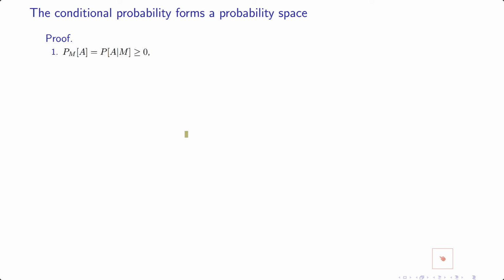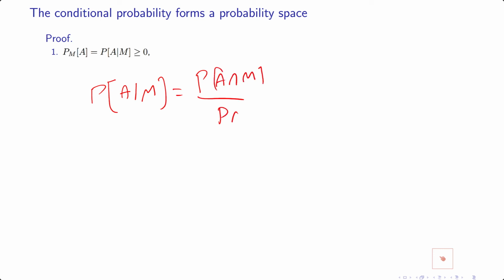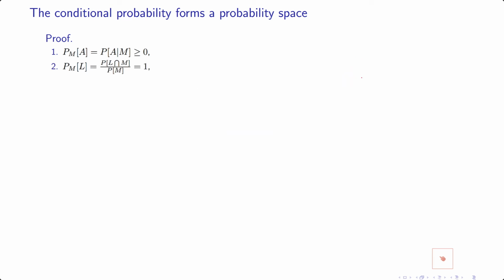The proof is very easy. The first component of the proof is to prove that the probability of everything is non-negative. This is very trivial because the probability of A given M is equal to the probability of A intersection M divided by the probability of M. This is non-negative, and this is non-negative, so therefore the result is non-negative. So the first property is easy. The second one is that the probability of the whole sample space is equal to 1. Obviously this is by definition, because this is the probability of the sample space given M, and by definition it is equal to this one. So this is also satisfied.